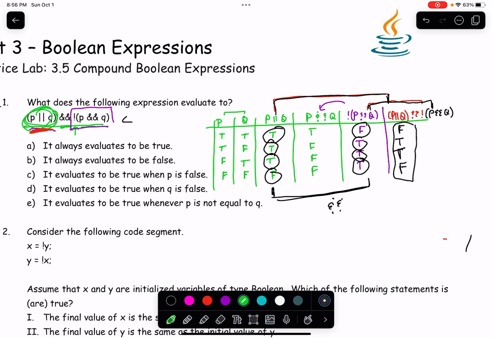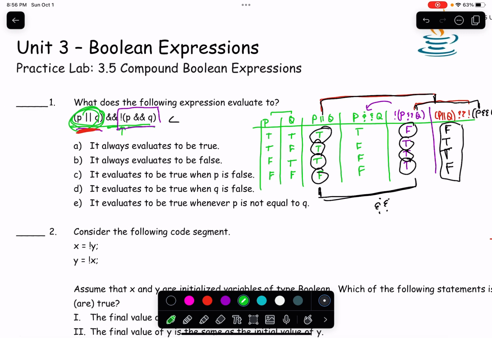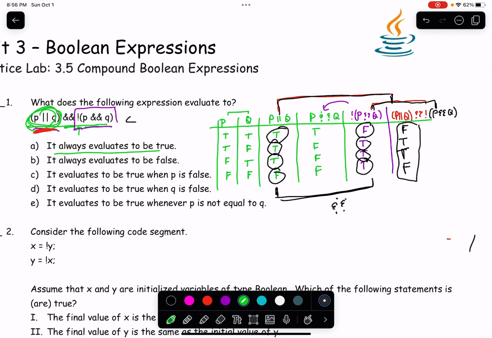Okay, so let's go back to what they ask about it. A, it always evaluates to true. Well, that would have to mean that all of these would have to be true, and that's just not true. It always evaluates to false. Nope. It evaluates to true when P is false. So now we have to go look. Here's when P is false, these last two. Does it evaluate to true? Well, one of them's true, but the other one's false. So it can't be that one.